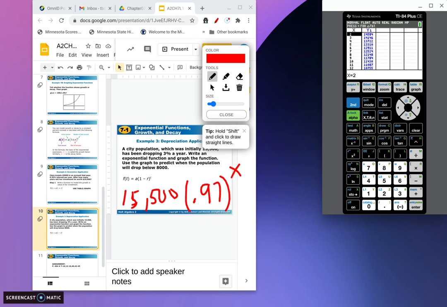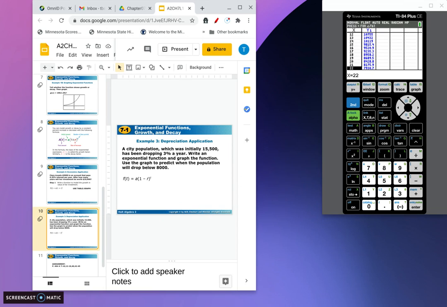And now we want to scroll until we get to 8,000. We can see what's happening to that population. Oh, there it goes. So once we get to about 22 years, it's going to get below 8,000. So using that table mode of the calculator is great. We're going to talk later in this chapter about how to solve for x if it's an exponent. But for now, let's just use the calculator and do that.